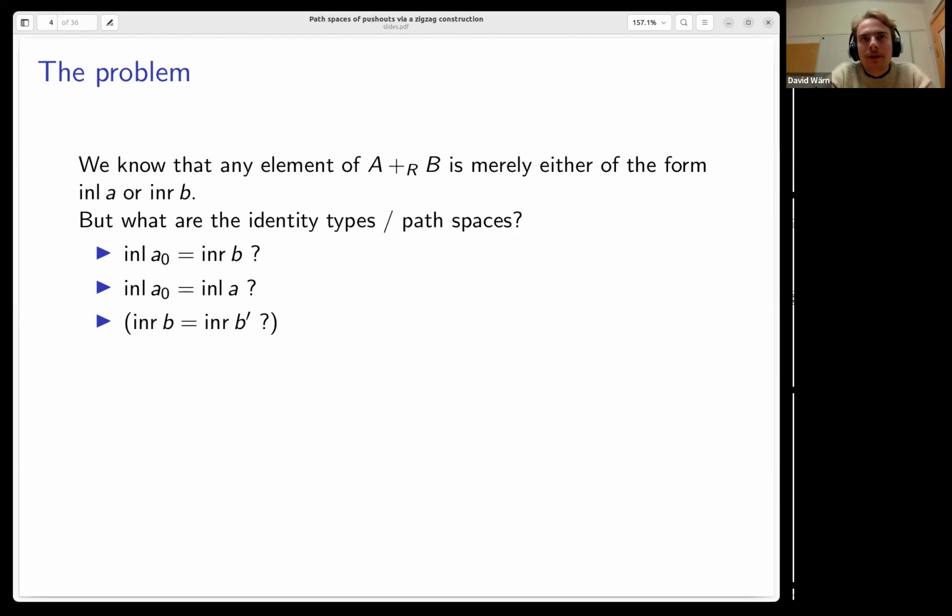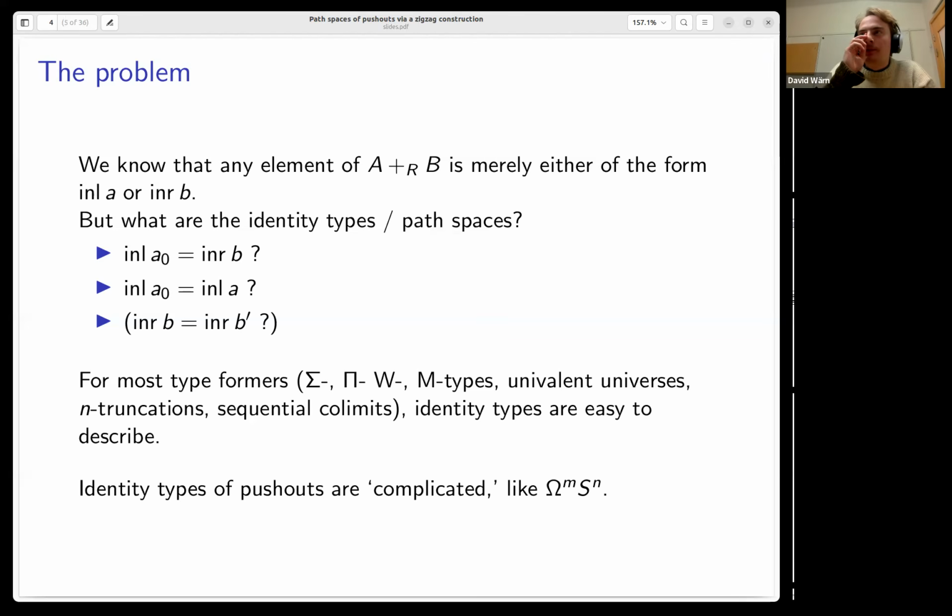There's three kinds of identity types you can look at. There's the ones that are mixed, in left equals in right. The one that stays in left, so in left A0 equals in left A, and the one that stays in right. I'm going to be talking about the first two kinds just for the sake of notation. The third is really a special case of the second, with the roles of A and B swapped. For the purposes of this talk, we're going to have some fixed element A0 of A, and we compare in left of A0 with the in right of B and in left of A.